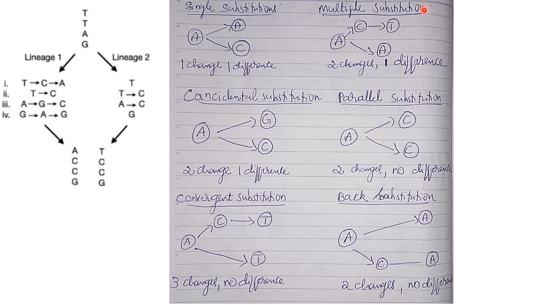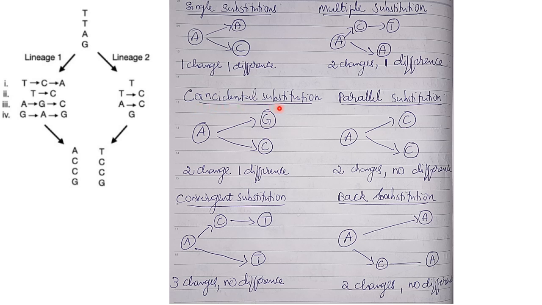If it is multiple substitution, A giving C, then it will give rise to T. But 2 changes, A to C, C to T. So 2 changes are happening. A to A, no change. So 2 changes and 1 difference. So that is multiple substitution.